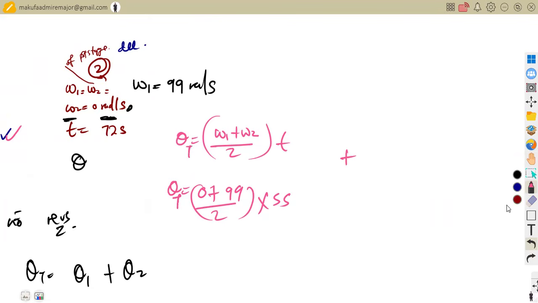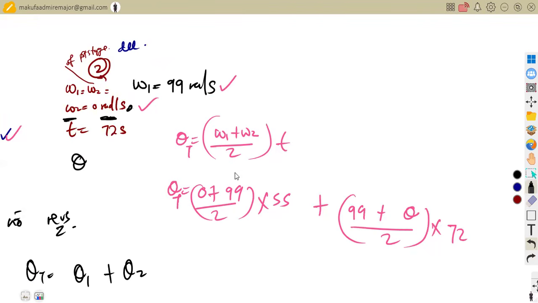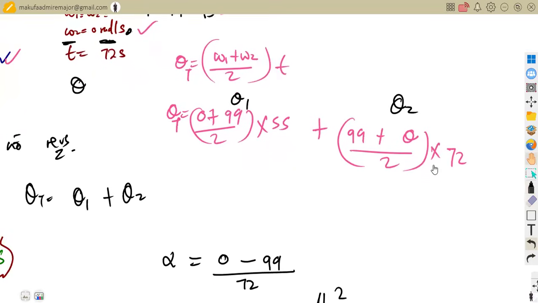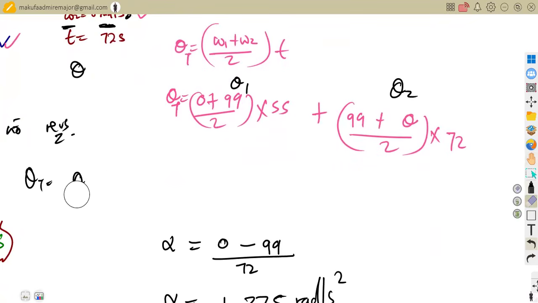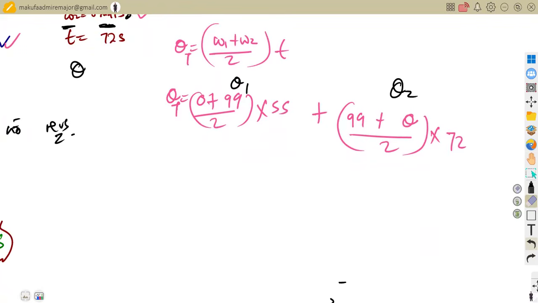For the second stage, we also have our omega 1, which is this, and our omega 2. You see my preparation, guys, I combined this in my preparation. So let me just combine 99 plus omega 2, which is 0 in this case, over 2 times the time. In this phase, the time was 72. So this is theta for the first stage, and this is theta for the second stage. You calculate these separately. Like I said, as for me, I had already combined these, so that's the problem.